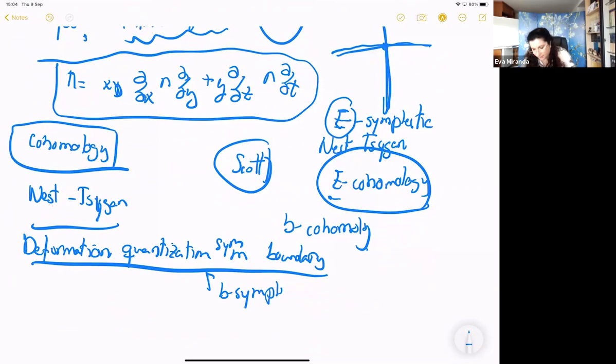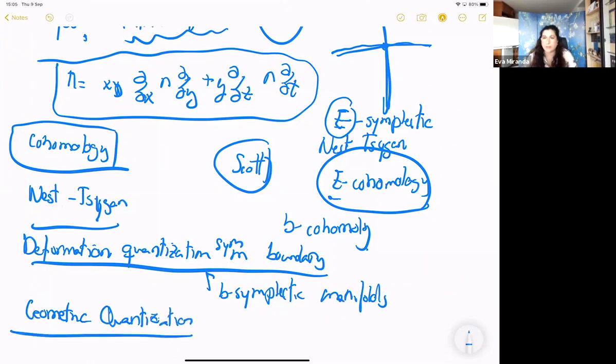And then you have other models of quantization, of course, other than deformation quantization. Deformation quantization was very popular because of Kontsevich, bisymplectic manifolds, but if you are a classical person, you may like geometric quantization. And maybe I can say something about this now that I have a way to.